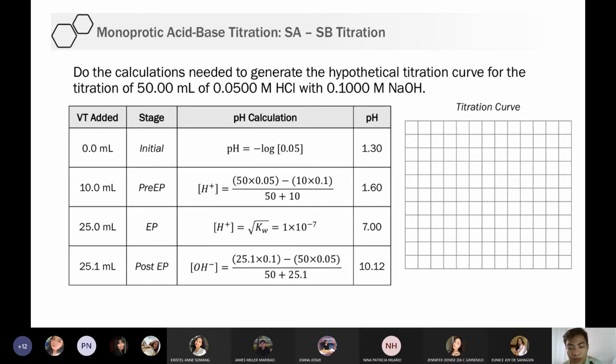Sa quiz nyo, multiple choice naman yun. Kaya alam nyo na, round off, round off. Okay. Ayan, so practice tayo.